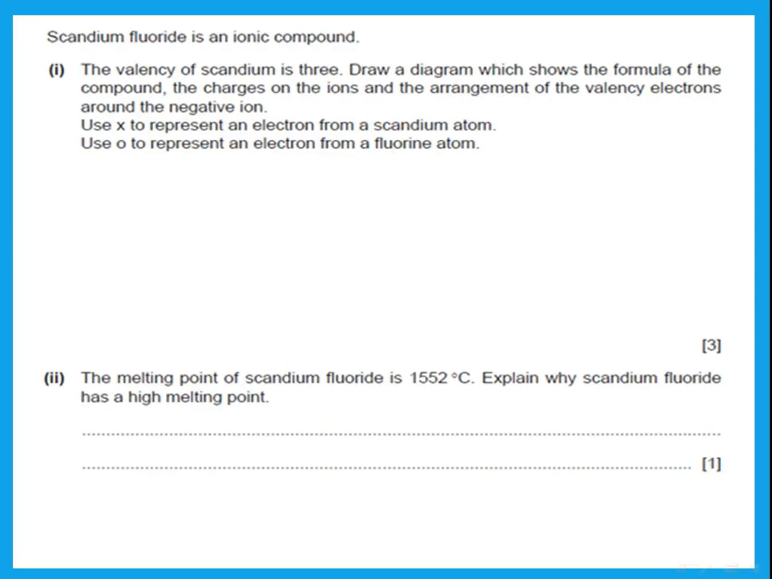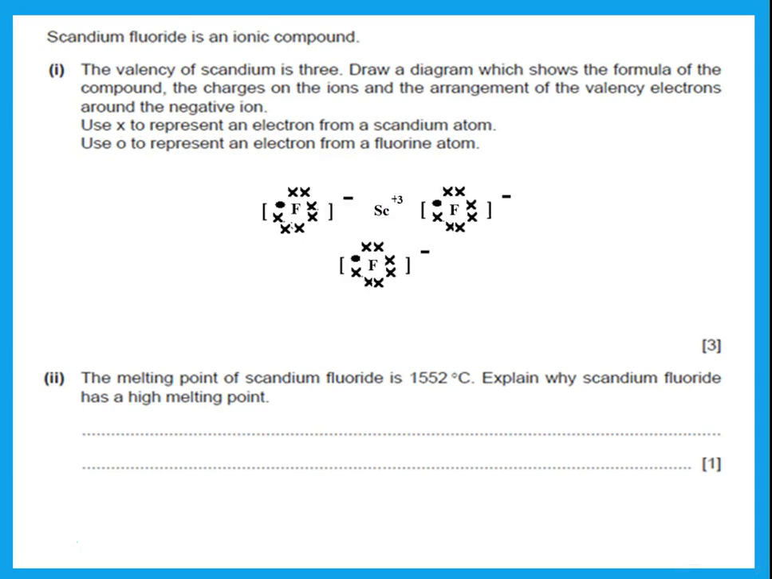Okay, valency of scandium is 3. Draw a diagram to show the formula and so on. So you're drawing scandium fluoride. So first of all, before you draw anything, please remember you need to decide, is this ionic or covalent? Now, scandium is in the transition metals. It's a metal. And fluorine is a halogen. So this is metal with non-metal, so this is ionic.